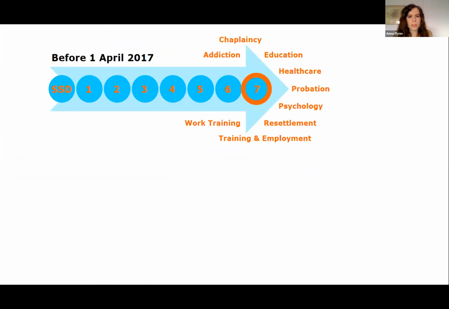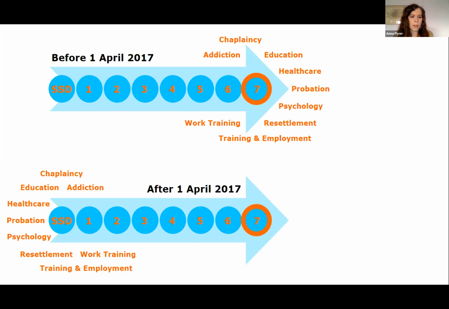So as I mentioned previously, before the 1st of April 2017, services tended to only engage with people serving life sentences around the 7-year point before their first parole board review. In the new model, for those sentenced to life imprisonment after the 1st of April 2017, services start to engage with the individual within the first year of sentencing. So critical to the new model is early assessment, engagement, and sentence planning, rather than delaying sentence management until the 7-year point.